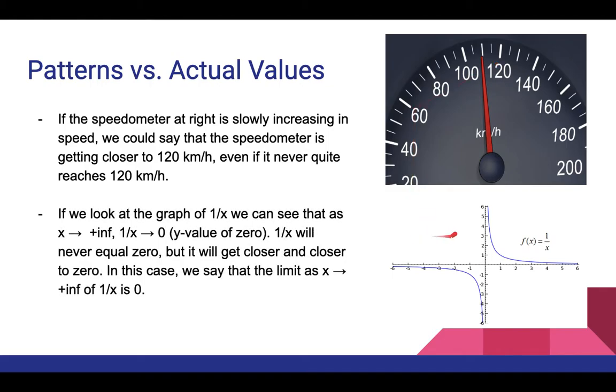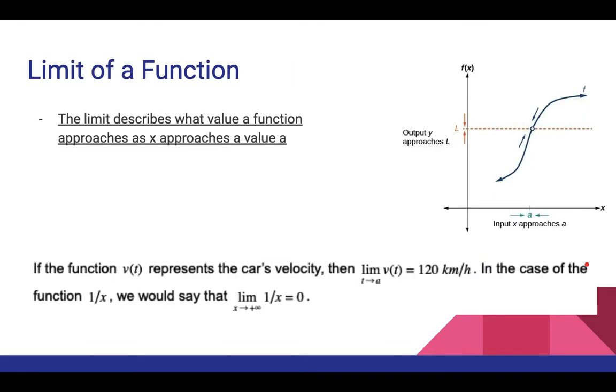If we look at the graph of 1 over x right here, we can see that as x goes to positive infinity, or even as x goes to negative infinity, the graph is getting closer and closer to a y value of 0. Even if 1 over x will never equal 0 because it's never going to touch the x-axis, what we can say is that the limit of 1 over x as x approaches positive infinity is 0. Again, the idea here being that our function is never going to equal 0, but it has a tendency and a pattern to get closer and closer to 0 as x goes to positive or negative infinity.